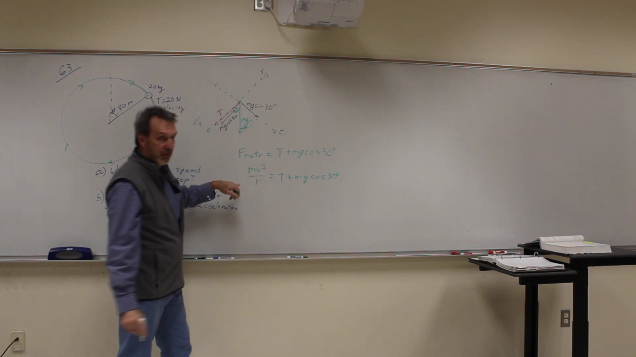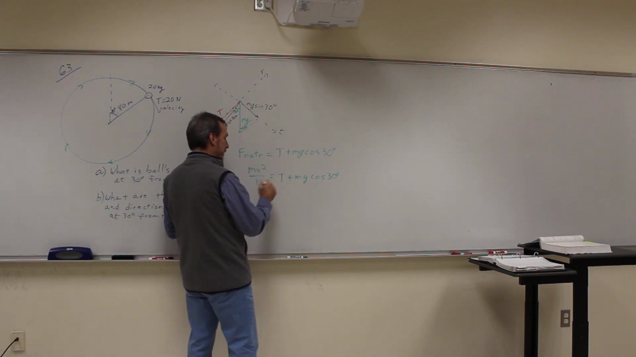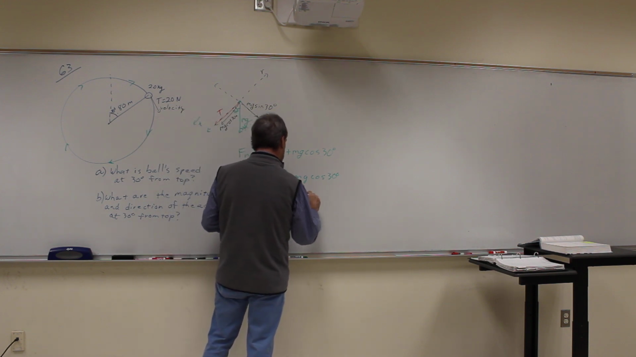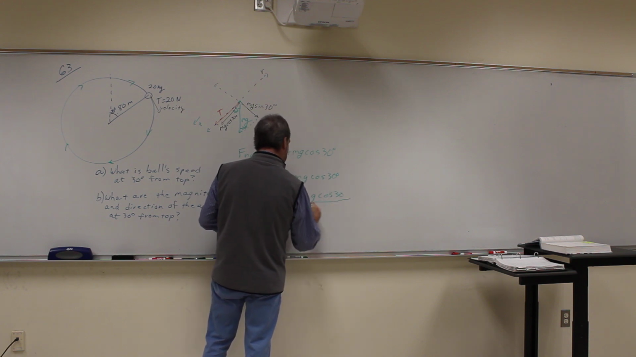And we want to solve this for the velocity for part A. So I'm going to solve for velocity by multiplying by r and dividing by m. So I get v squared is equal to r times T plus mg cosine 30, all divided by m.